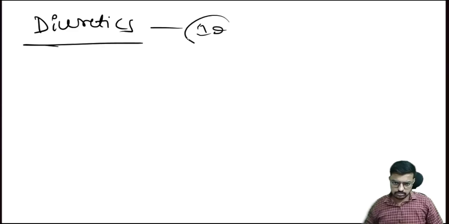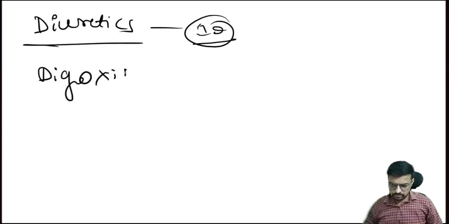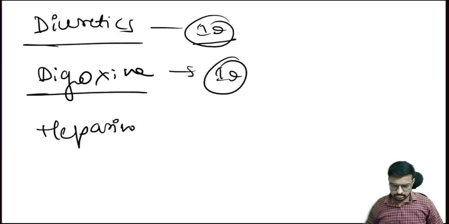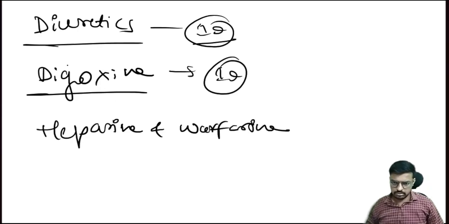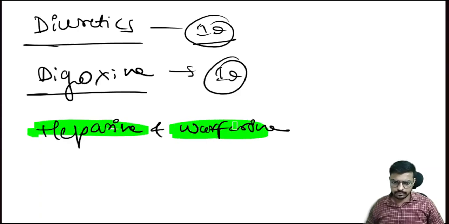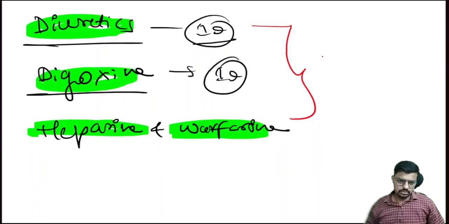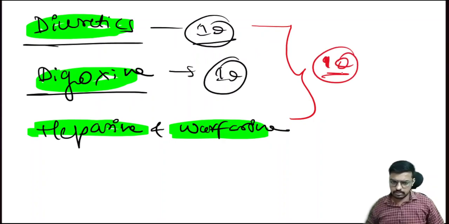Okay, next comes the diuretics. Fix one question. Then from the digoxin, fix one question. Okay, so then heparin and warfarin. From the heparin and warfarin, the diuretics and digoxin, please fix one question will come from all of this. So please revise this one. Definitely the questions will strike.